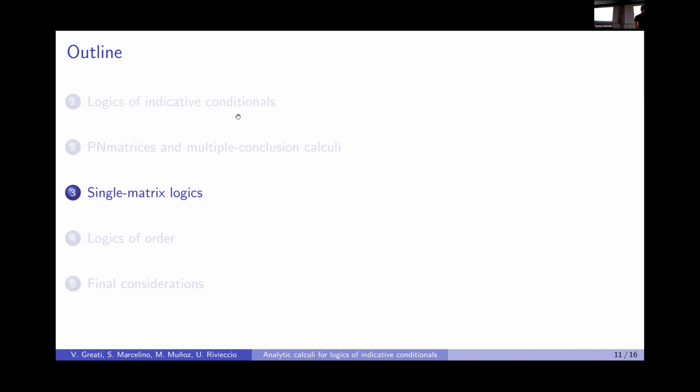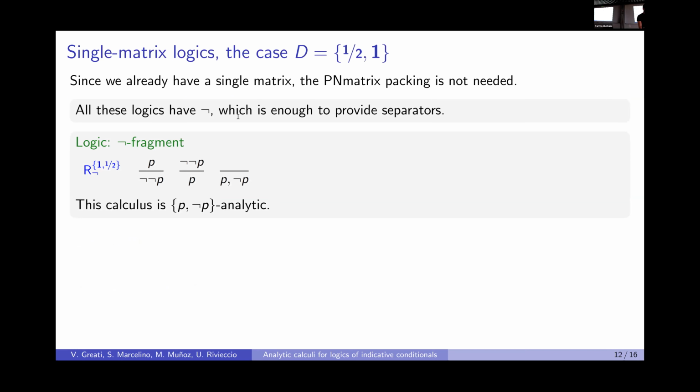And very quickly, I'm going to just exemplify what we did for this family of logics using these methods. So for logics that are determined by a single matrix, we don't need to do that first step of packing that I mentioned. We can only use one matrix. And all of these logics have the same negation. And this negation is enough to prove monadicity for them.